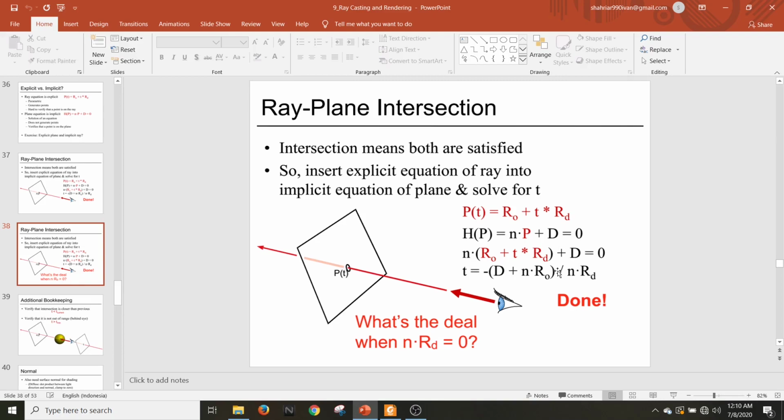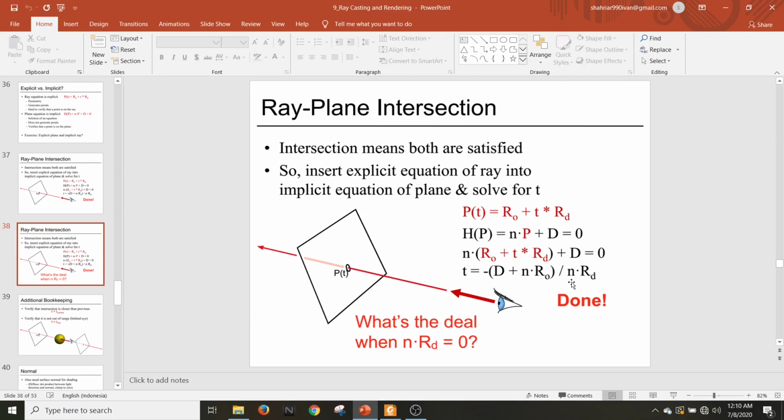For this reason, we need to handle this case separately. For this case, we basically will never render this particular plane. This will happen when the ray comes not in this direction but along the edge of the plane. When the ray comes along the edge of the plane, only then we will have n dot rd equals 0. Here n was the normal vector and rd was the direction of the ray.